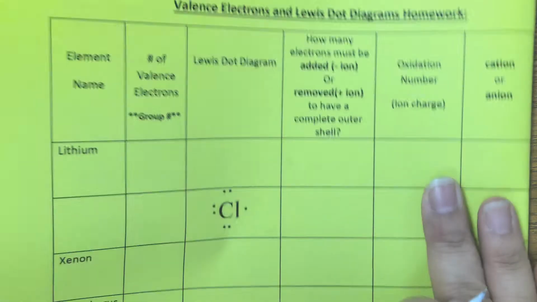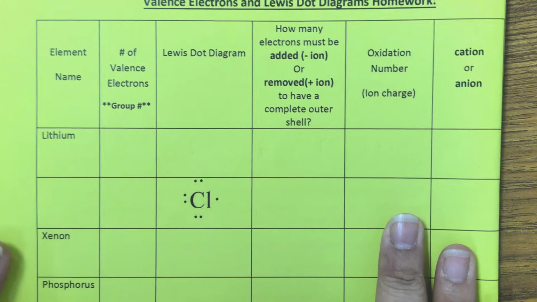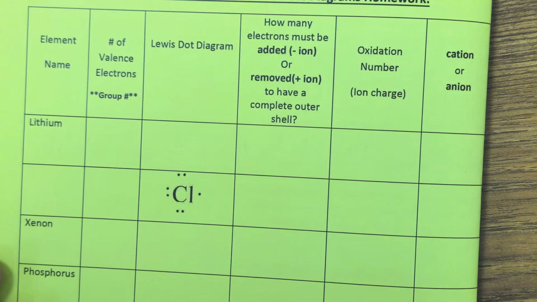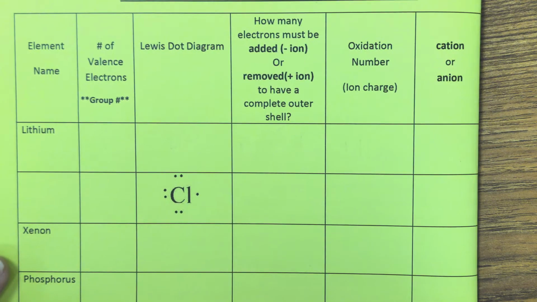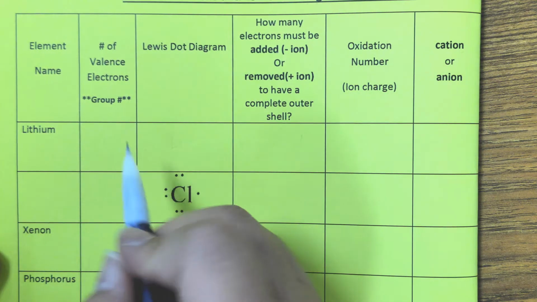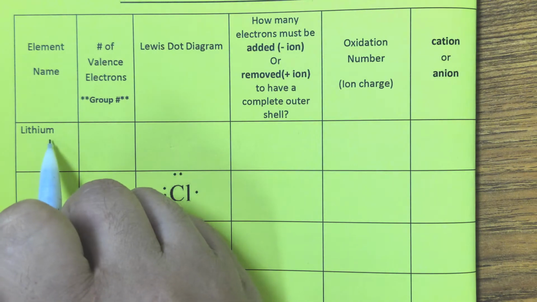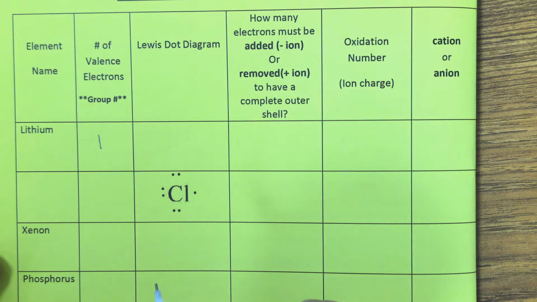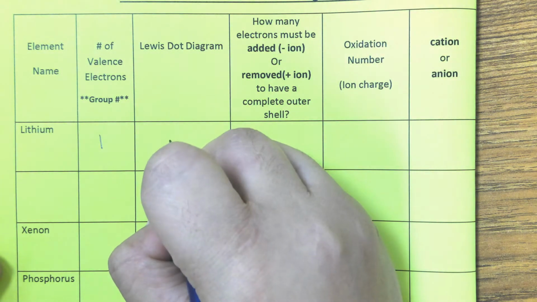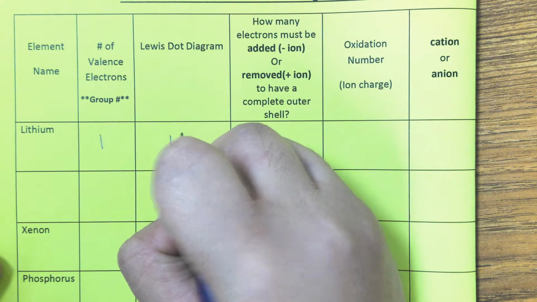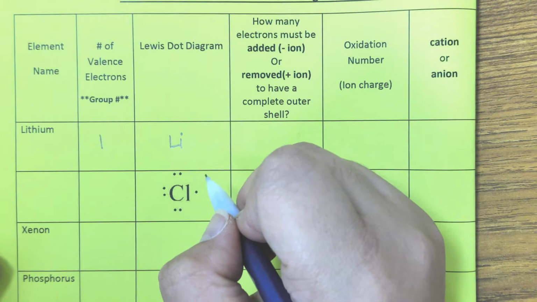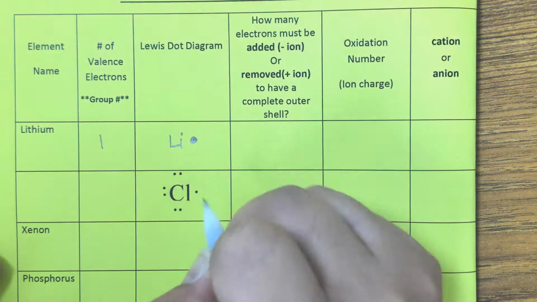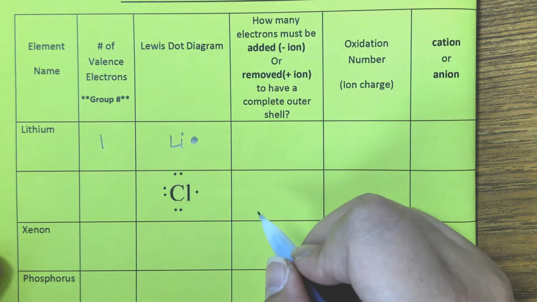I'm going to go over just one homework problem. So this entire page is your homework. So page 6 is going to be homework. I'm going to do the first one. So lithium is in group number 1A, so I have 1 valence electron. Your Lewis dot diagram, our symbol for lithium is Li, and how many Lewis dots does it have, or how many valence electrons? It only has 1. So I should only have 1 dot next to my lithium.